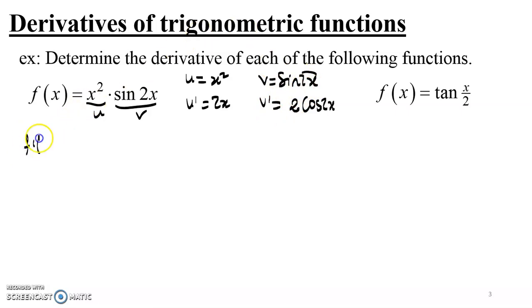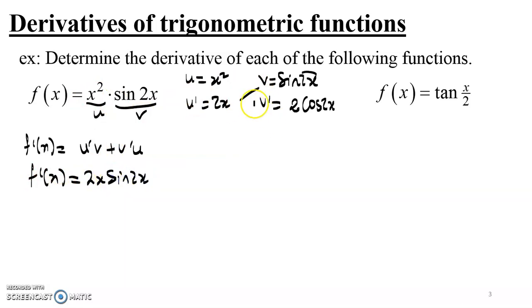So over here f prime of x would be u prime v plus v prime u according to the product rule. So u prime times v, this is 2x sine 2x, plus v prime times u, which is 2x squared cosine 2x. Of course, no further simplification is required here. What matters is to be able to identify the terms and the derivatives of each term in the product and then apply the product rule properly.